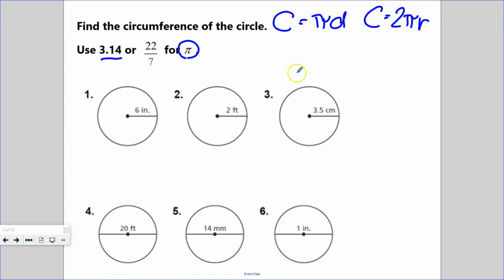Looks like we'll be using 2 times pi times r, because this gives us our radius. Remember, the radius is half the diameter, right? And it has to go through the center point. And so I always like to write out my formula first, 2 times pi times r, and I just plug things in.